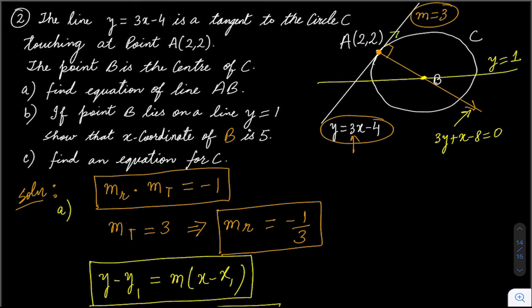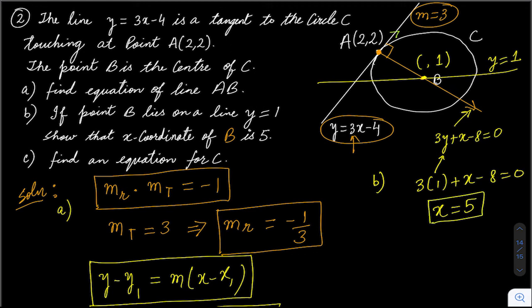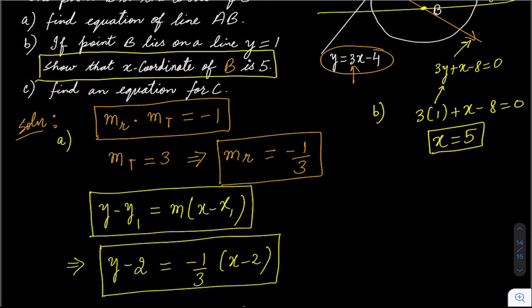The second way is, because y is 1, the y coordinate of B is also 1. And if the y coordinate is 1, you can substitute y as 1 in this: 3 times 1 plus x minus 8 equals 0. I will get x as 5. So my x coordinate is 5, which is what we need to prove in the B part, that the x coordinate of B is 5. So you can do this also.